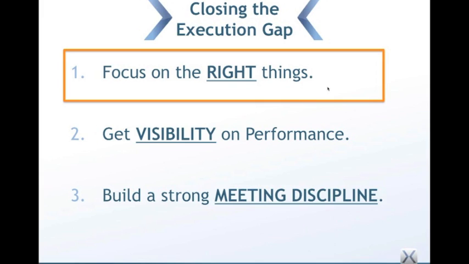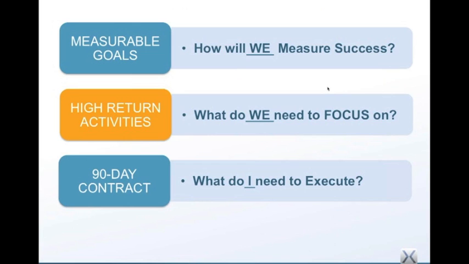Today, we're just going to focus on the first of those, and a very specific part of it. To get people focused on the right things, we feel you need a black and white, crystal clear understanding of your answer to 3 very simple questions. How are we going to measure our success? What would we need to focus on to deliver that success? And then what would I personally need to execute? You'll see some names for those down the left-hand side of your screen. Measurable goals, high return activities, and what we call a 90-day contract, which is just 1 page.